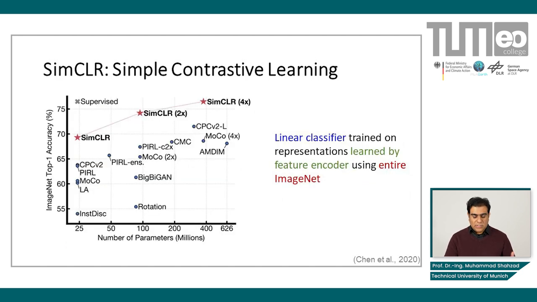If I show you the results we get for this SimCLR, they are quite surprisingly good. This is a graph of the number of parameters on the x-axis and the top one accuracy on the ImageNet database. In the supervised setting with 25 million parameters, we are getting roughly around 77% accuracy, and SimCLR for the same number of parameters is able to achieve roughly around 69%, which is very good. As we increase the number of parameters in SimCLR as well, the accuracy gradually increases. Here the linear classifier is trained on the representations learned by the feature encoder using the entire ImageNet in this particular paper.